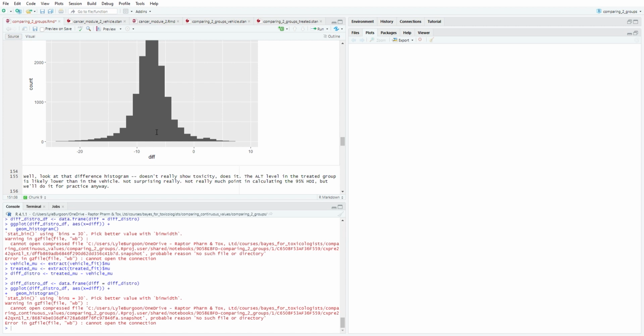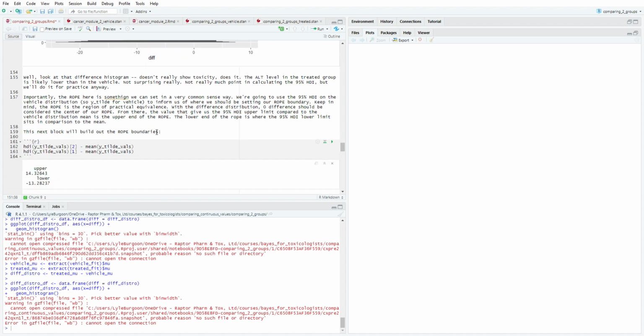So there's not really much point in calculating this 95% highest density interval, but we're going to do it mostly for practice. The other thing that we're going to have to do is calculate the ROPE as well. So remember, the ROPE is the region of practical equivalence, and it is basically the region where we feel we have no biological difference going on here. There's a couple ways of establishing the ROPE. I could use what I know about biology, which is to say, if it's less than 70, it's probably not real. It's probably not hepatotoxic.